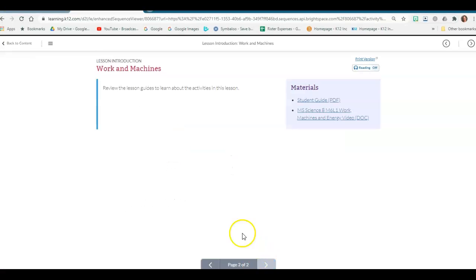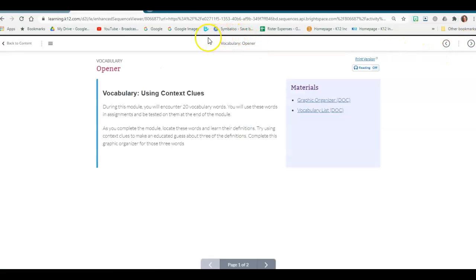All right, so in this section you have a student guide that's a PDF. Sometimes they're helpful and sometimes they are not. These things are not required for you to submit for grading, so you do not have to spend the extra time there.